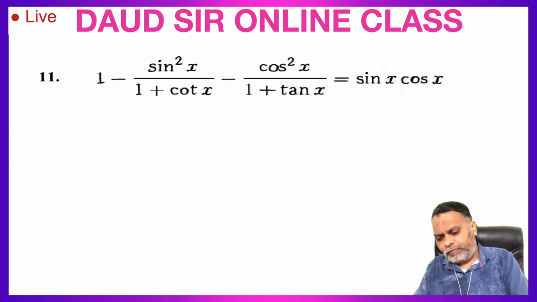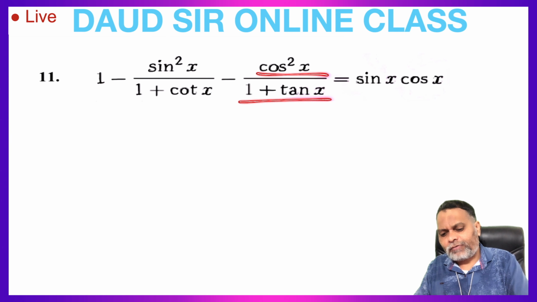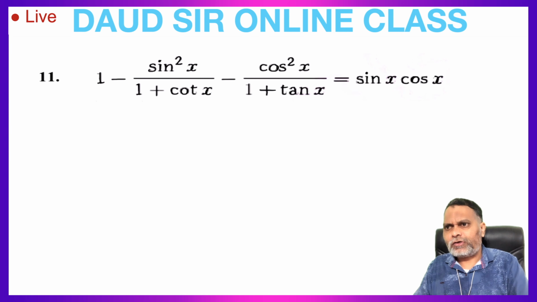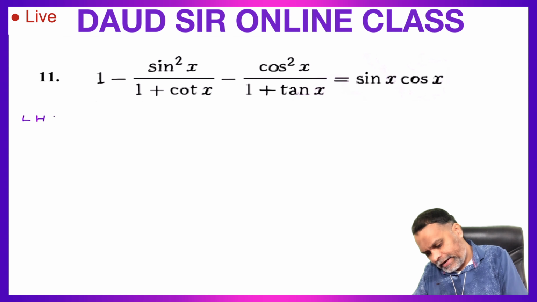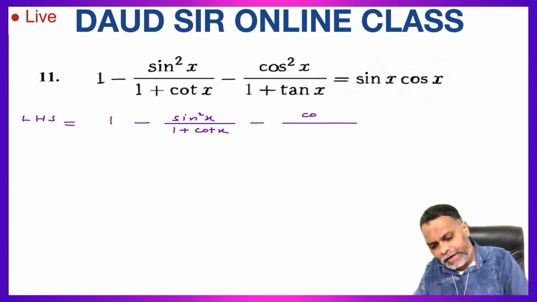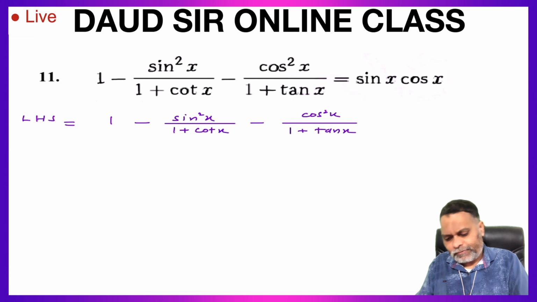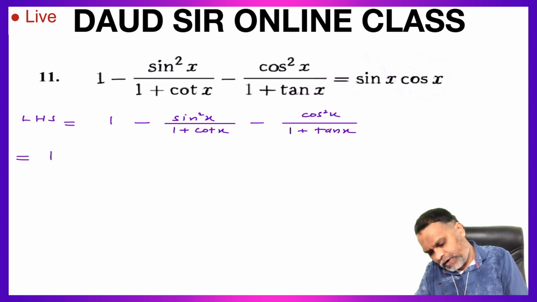Question number 11. (1 minus sin square x) upon (1 plus cot x) minus (cos square x) upon (1 plus tan x) is equal to sin x into cos x. So taking the left hand side, LHS is equal to (1 minus sin square x) upon (1 plus cot x) minus (cos square x) upon (1 plus tan x). So convert this cot and tan into sin and cos first.